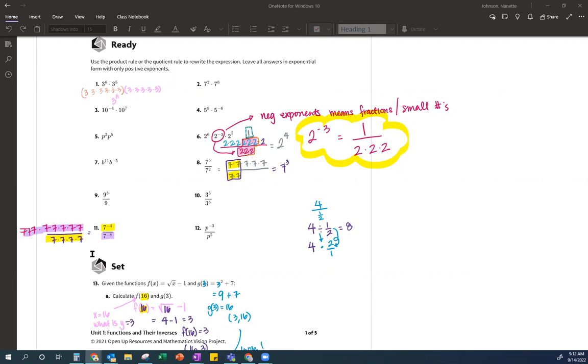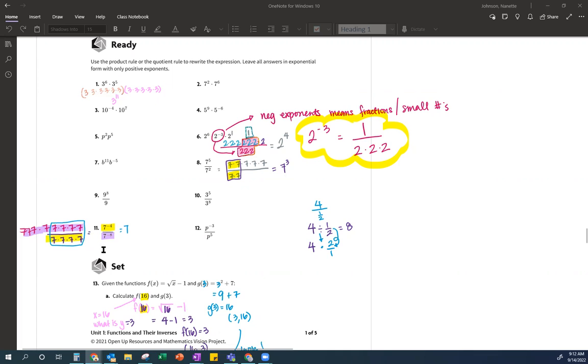Does that make sense? And now you can kind of see, oh, Ms. Johnson, I see it. I see that I'm going to be able to cancel or divide. I'm going to be able to divide these out to be a 1. And there I am, I'm left with 7 to the 4th.